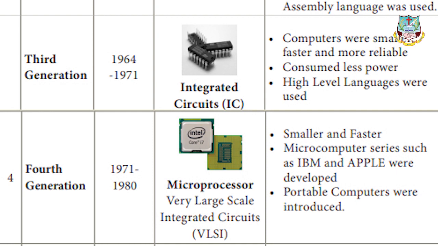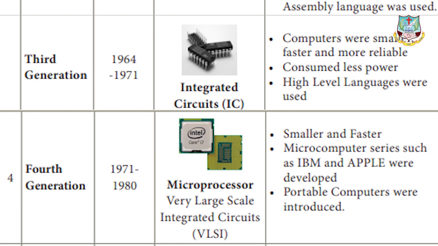Okay, so here the merits and demerits are, it was a little smaller than the other first, second and third generation computers, and it was faster also. Microcomputer series like IBM, Apple were developed in this fourth generation only, that is 1971 to 1980. Portable computers were also invented in this fourth generation, and they were first invented here.